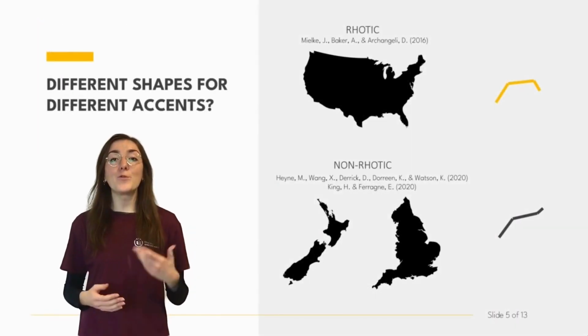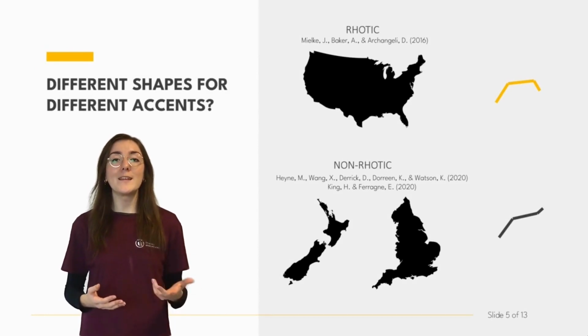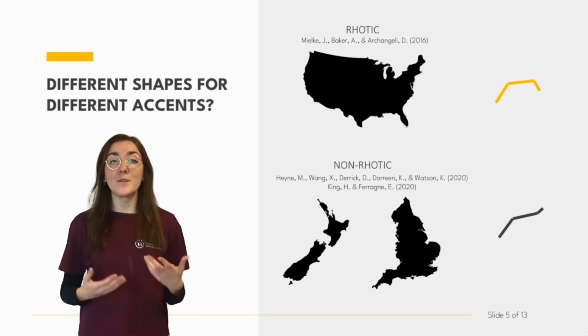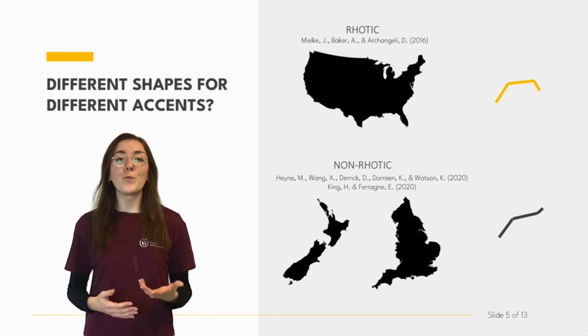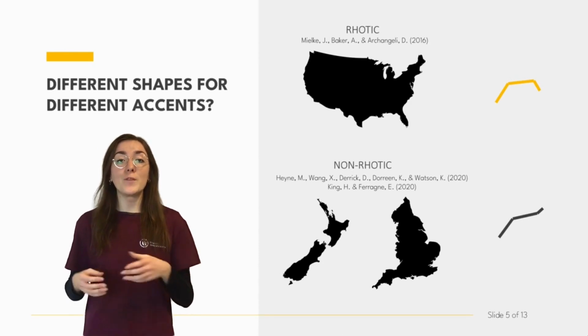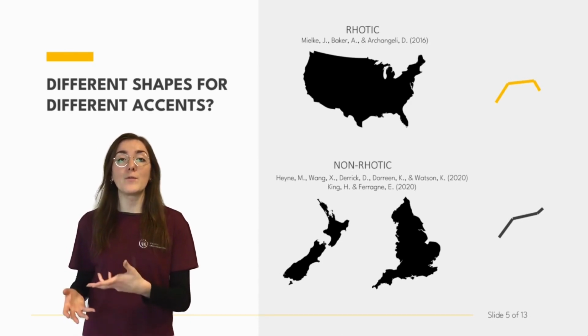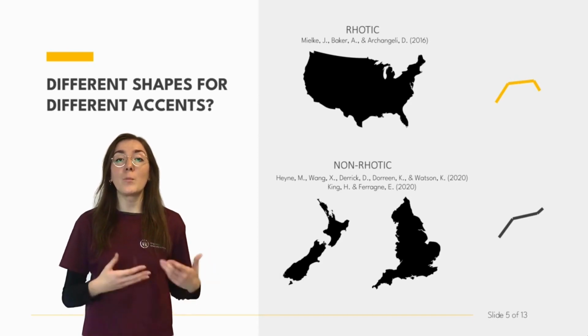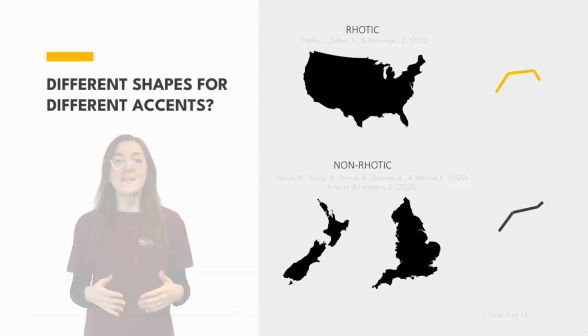In this study, we address one potential explanation as put forward by Heine et al. 2020, that there might be different tongue shapes for rhotic and non-rhotic accents of English. First of all, previous studies suggest a preference for tip-down in American English, a rhotic variety, and for tip-up in Anglo-English and New Zealand English, which are both non-rhotic varieties.